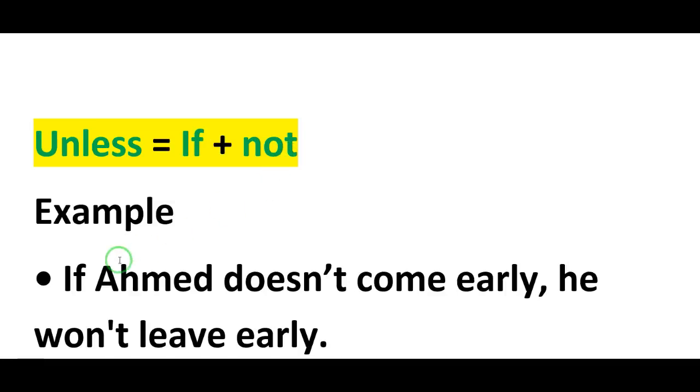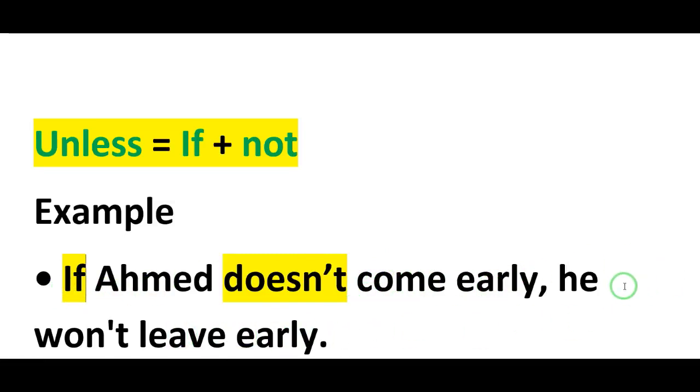For example, if Ahmed doesn't come early, he won't leave early. If I'm going to use unless here, I'm going to cancel if and doesn't. So it's going to be unless Ahmed comes. Ahmed is singular. So what comes after unless or if in the first case? Present simple. Unless Ahmed comes early, he won't leave early.